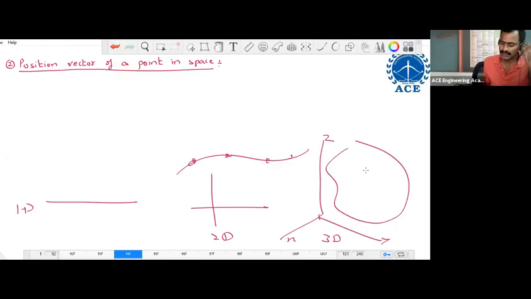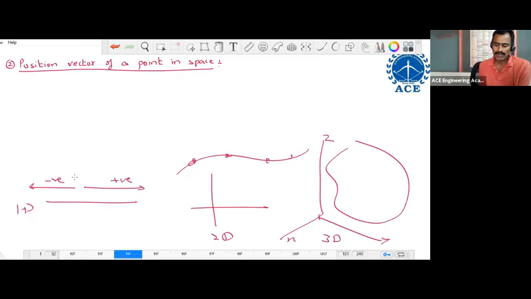Now in one-dimensional space, if you consider an object, that object can move either in the right direction or in the left direction only. Only two directions. The right direction will be taken as positive, and the left direction will be taken as negative. So the object can move either in the positive direction or the negative direction, no other way.